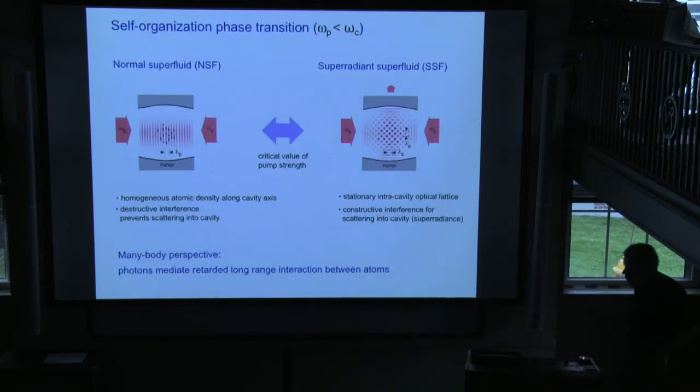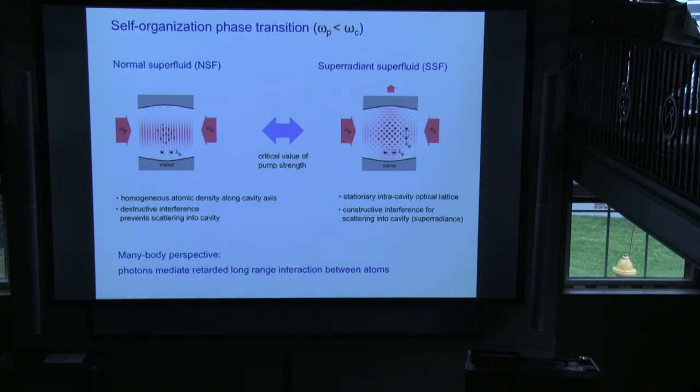So just very briefly, since you've seen all that, this is how the self-organization transition basically occurs. You start with a situation where the intensity of these incoupled beams is low. In that case, you just have a standing wave along this axis. The position of the atoms along the vertical axis is arbitrary. At a certain strength, scattering sets in, the interference between the standing wave being built up in the cavity and the one that you have externally applied leads to this kind of checkerboard template. This is associated with a homogeneous atomic density along the cavity axis, while here you have a stationary intracavity optical lattice.